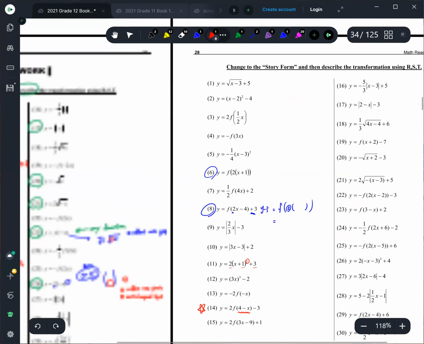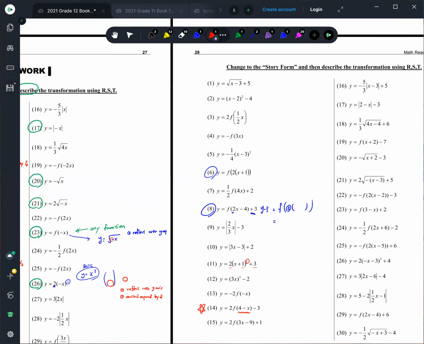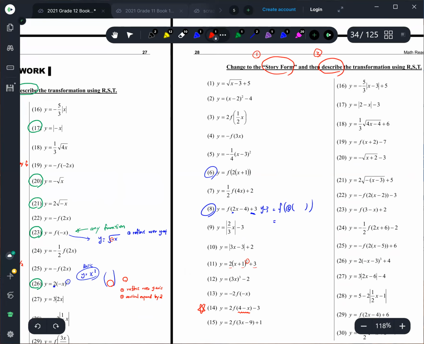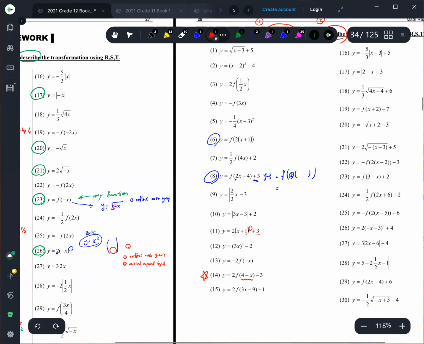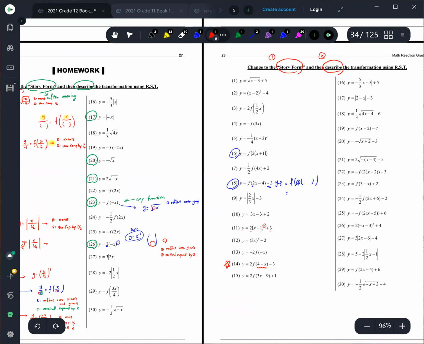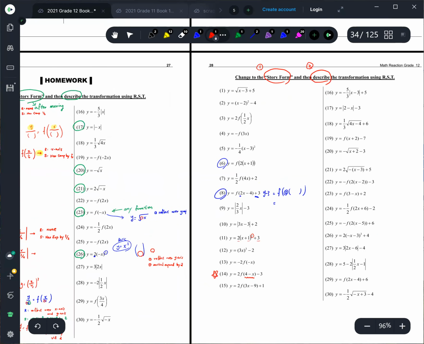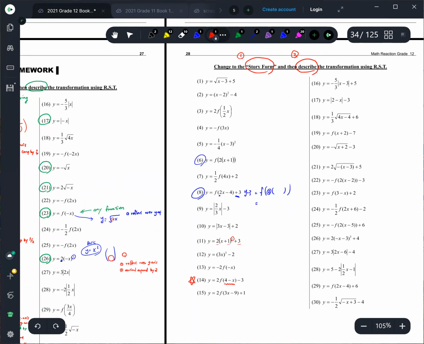So I will assign 1 to 15 on the left side. You need to change to story form and then describe. So no graphing, just describe RST and story form. And I'm still missing homework from Marcus, so please stay after class. And also Caleb, I will just go over a couple of questions with you in the homework. If no questions, I'll see you guys next week.